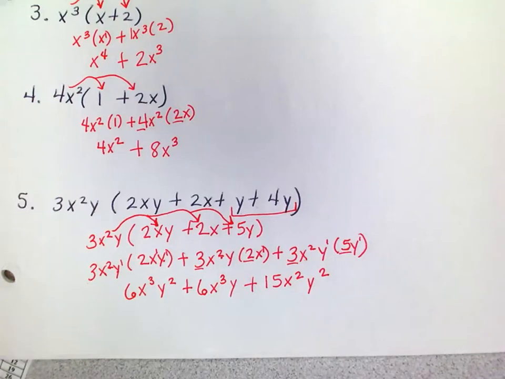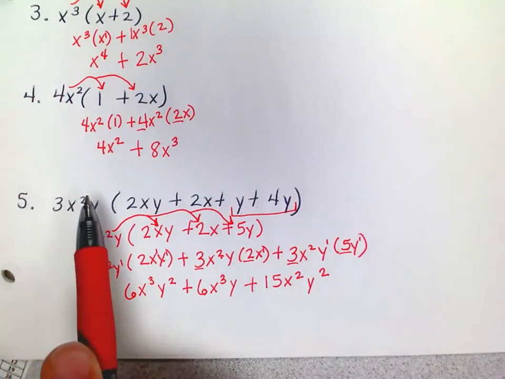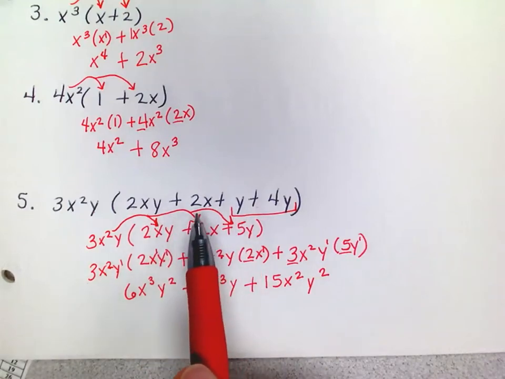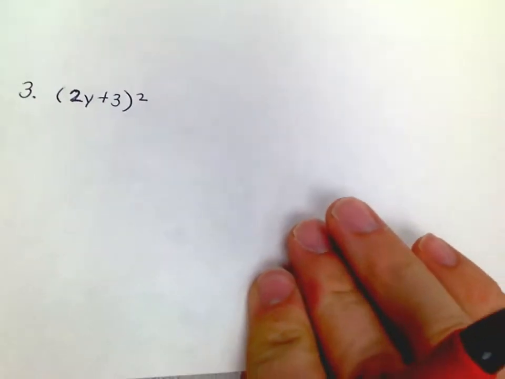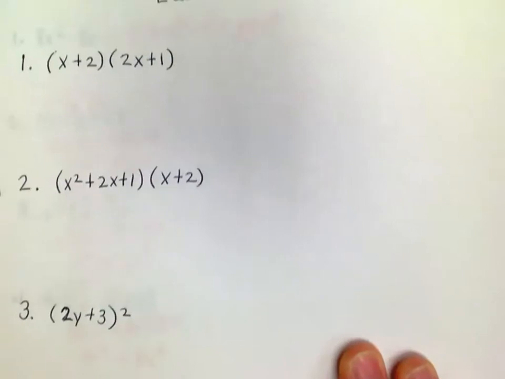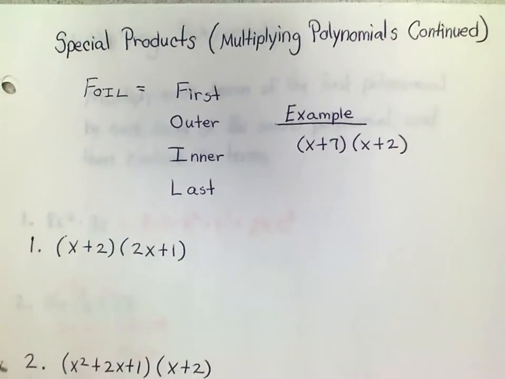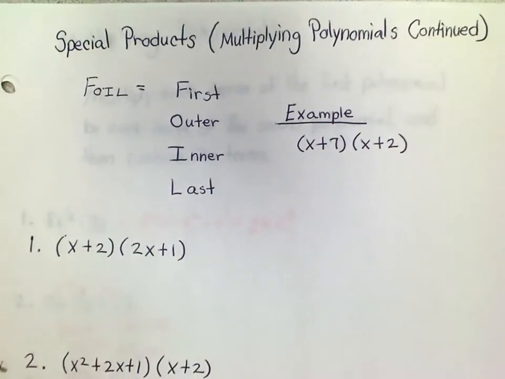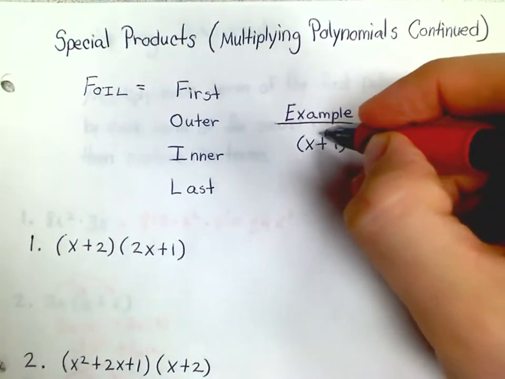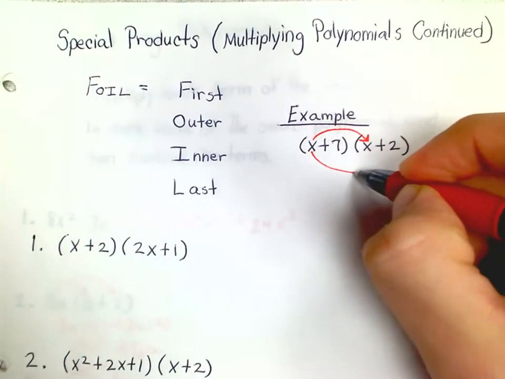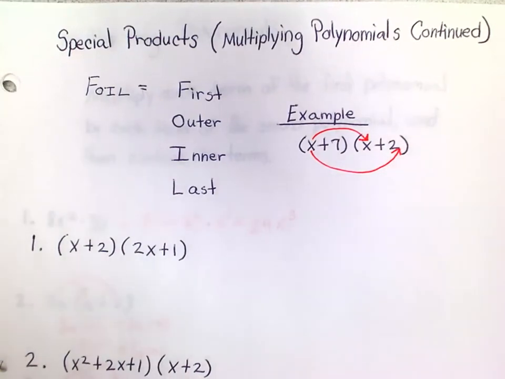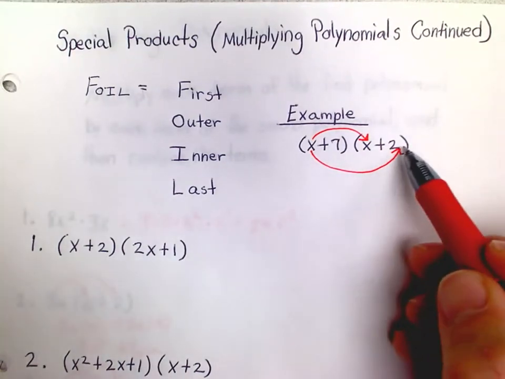So now let's look at whenever we multiply, instead of a monomial times a polynomial, let's look at whenever we multiply at least 2 binomials together. We're going to do something called special products, multiplying polynomials continued. We're going to use what's called the FOIL method. It's called first, outer, inner, last. An example, our first, we have to multiply the x times that x right there. Then we have to multiply the x times the other outer value in that second set of parentheses. That's called the outer.